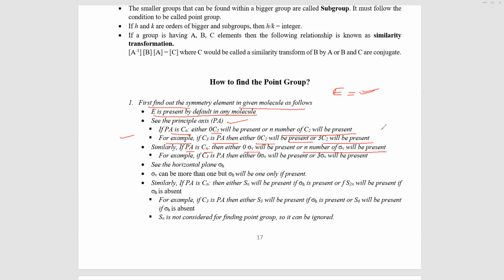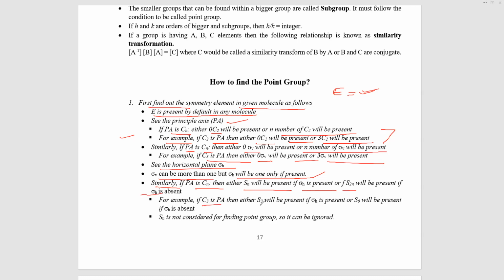The condition is we have to find out at least one subsidiary axis or at least one sigma v. Then we can use this trick. For example, if C3 is the principal axis, then zero sigma v will be present, or three sigma v may be present. Now we have to find out whether the horizontal plane is present in the molecule or not. Sigma v can be more than one, but sigma h will always be one. That we need to remember. We have to keep it in our mind. Similarly, if the principal axis is Cn, then Sn will be present if sigma h is present, and S2n will be present if sigma h is absent.